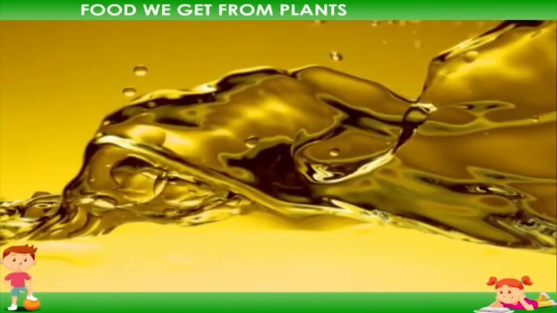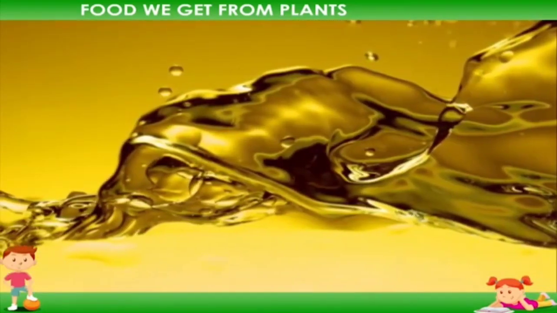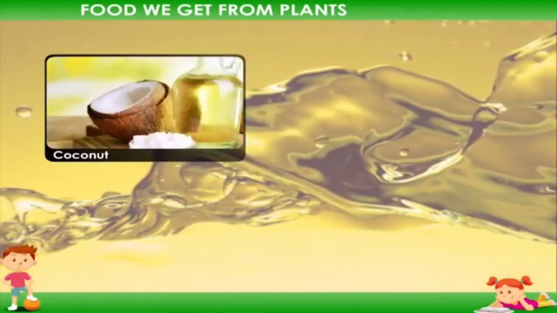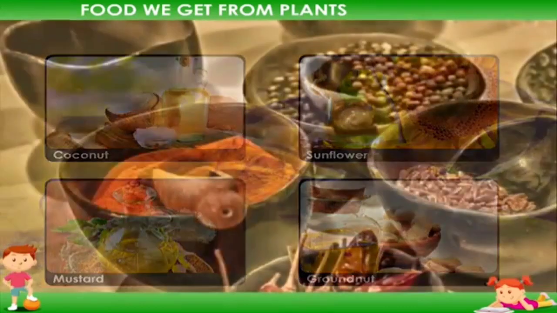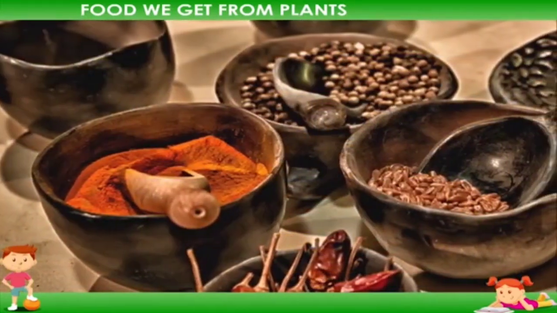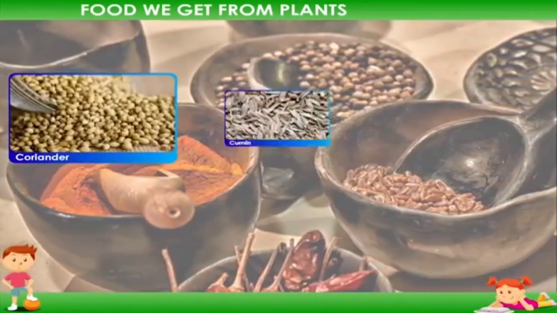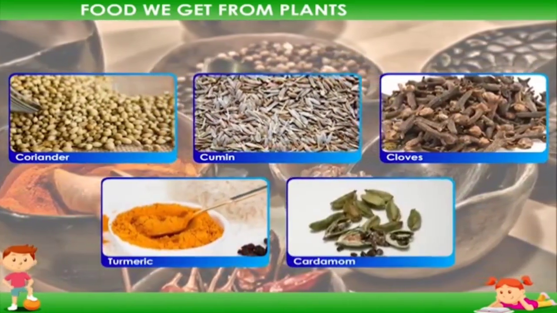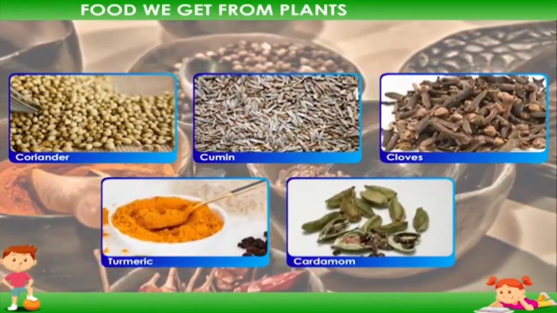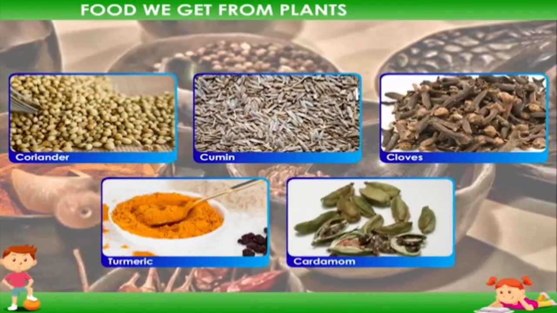Oil is obtained from some seeds and nuts such as coconut, sunflower, mustard and groundnut. We get spices from some plants. Coriander, cumin, cloves, turmeric and cardamom are spices. Spices make our food tasty.